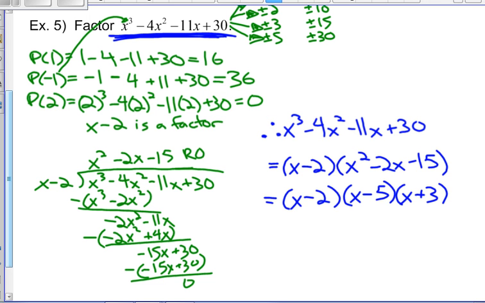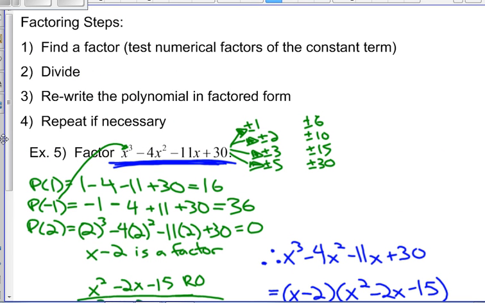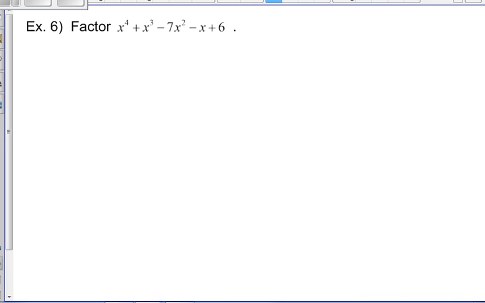And what's good about the factored way is that it's easier to solve equations from that form, and it's generally easier to graph using your axis intercepts. So the 4 steps, once again: find a factor, divide, rewrite, and repeat if necessary. So if you have a higher power, you may need to repeat.